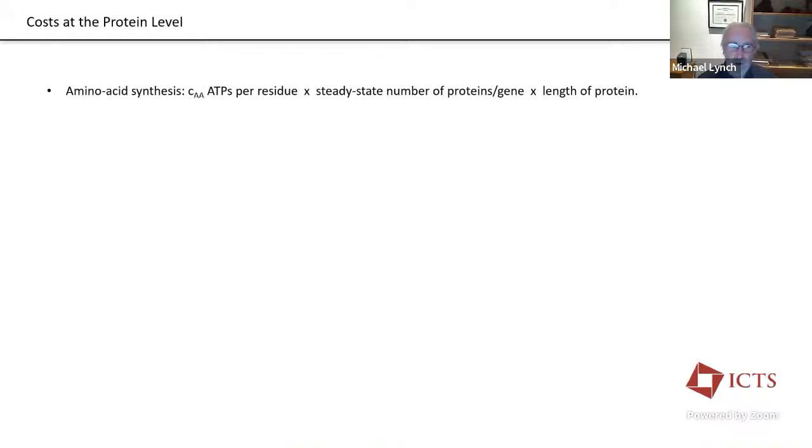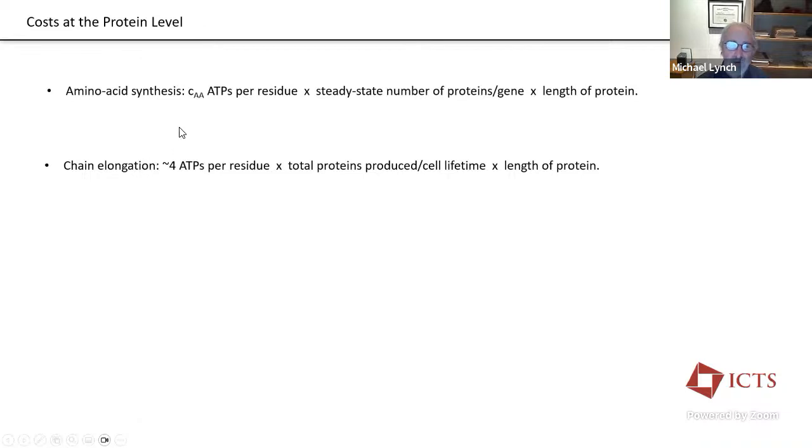And then finally, there's the cost at the protein level. The idea is the same again. Each amino acid costs a certain amount. I showed you that table. The cost here is going to depend on the amino acid composition of your protein. If you know the number of proteins per gene and the length of the protein, now you know the cost of amino acid synthesis for the protein. The ribosome has to glue these together, and each additional amino acid that's glued to the preceding chain costs 4 ATPs per residue, so we have to take that into account.